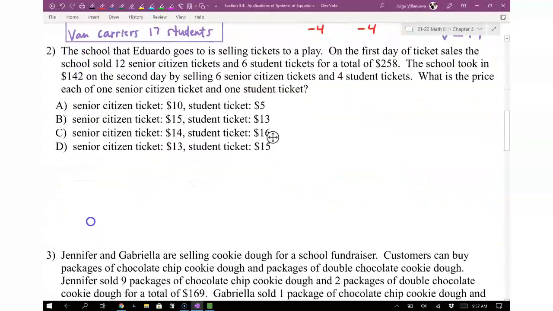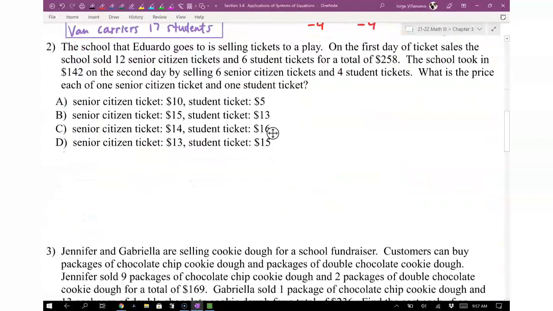Next one. The school that Eduardo goes to is selling tickets to a play. Now, do I need that sentence to set up an equation? Does that look important? No, right? It's just, okay, that's the story. On the first day of ticket sales, the school sold 12 senior citizen tickets and 6 student tickets for a total of $258. Does that sound important? Yeah, right? There's numbers there. So I'm going to highlight that with yellow. Okay, that's my first equation.